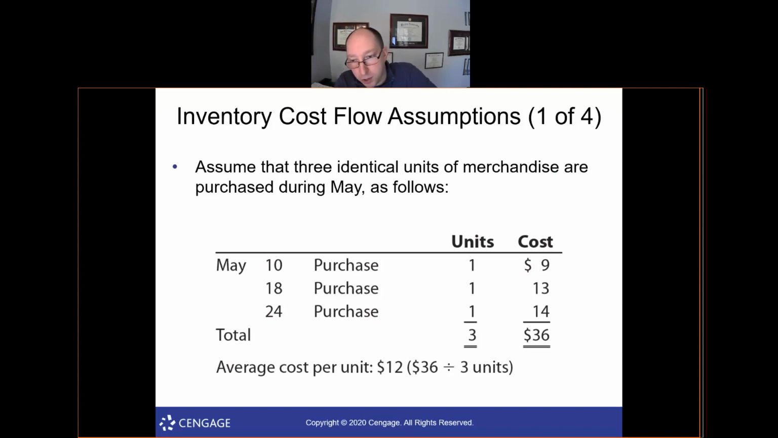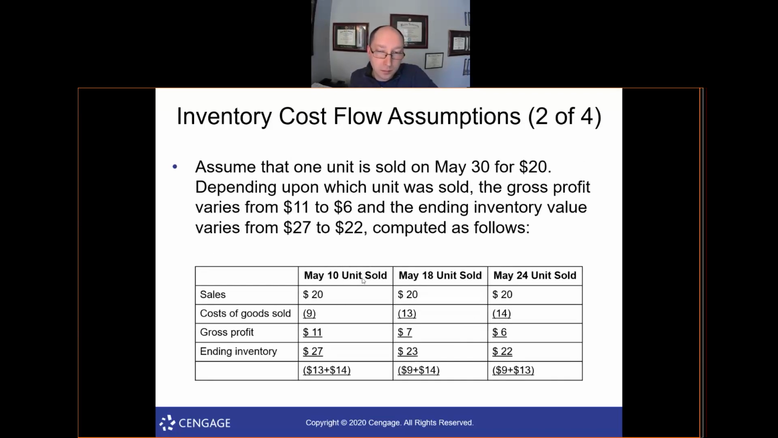So on May 10th, I purchased a coffee mug for $9. I sold it. May 18th, I purchased that same coffee mug again from my same supplier. And then they said, hey, it's $13. So, okay, great. Then I purchased it again on May 24th for $14. So I have 3 coffee mugs now, and it cost me a total of $36. If I was using the average cost, I would simply take my $36 and divide by 3, giving me an average cost per unit of $12.